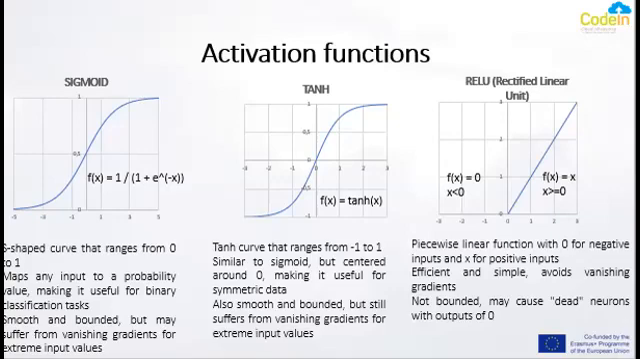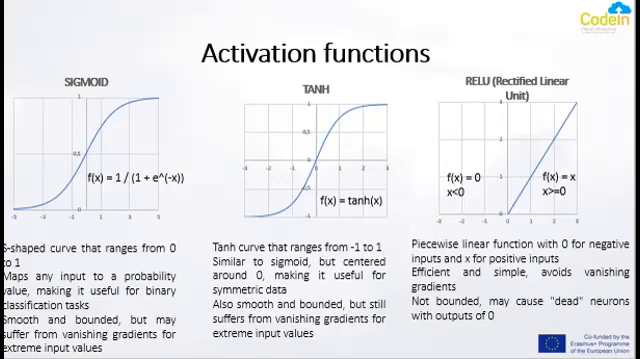gradients. Tanh, or hyperbolic tangent function, is a bell-shaped curve that can take any input and squeeze it into a value between -1 and 1. It's similar to sigmoid, but it's centered around 0. It's useful when we have data that is symmetric and can have both positive and negative values.